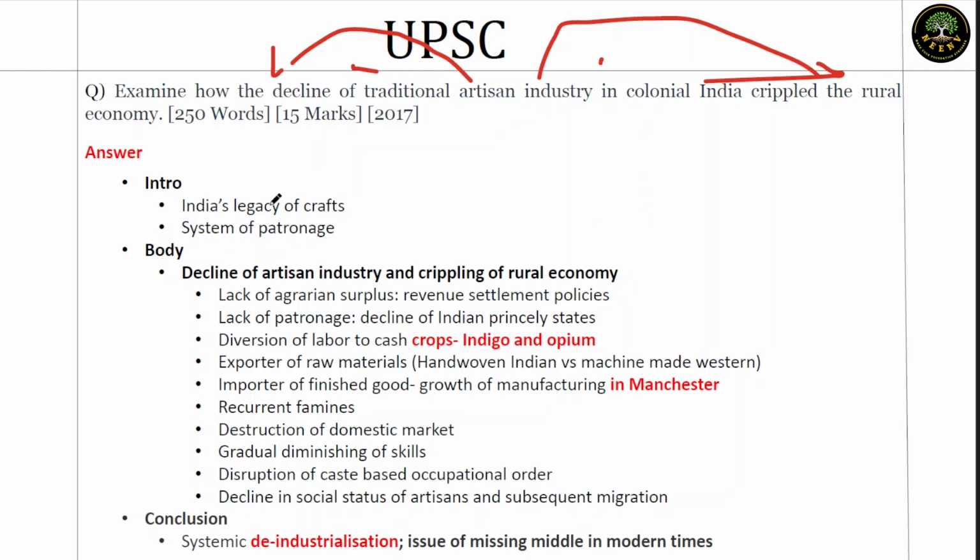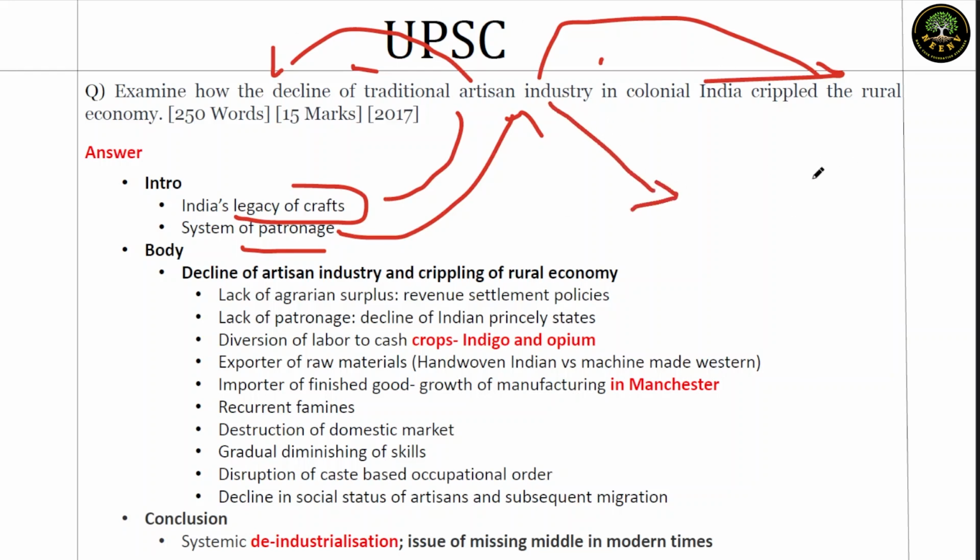In the introduction, we'll talk about the legacy of Indian crafts, something that was of high demand outside India, and the mode of patronage. All these artisans, the money for them came from patronage, that is, patronage from kings, zamindars, local chieftains. They give the money, they give the product, and then it gets exported or used in the country. That's how the system functions.